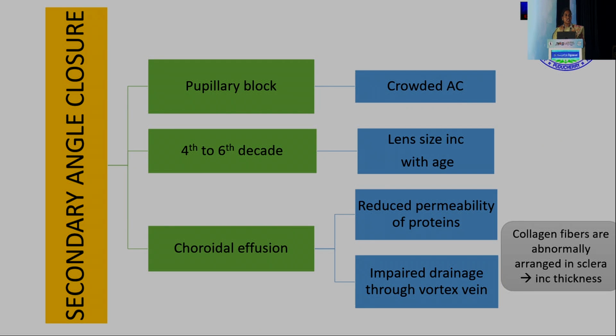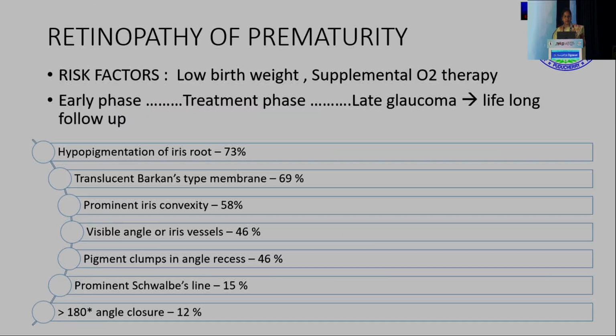Because of the crowded AC, there can be pupillary block. Since there is an increase in the size of the lens with age, around the 4th to 6th decade, they can present with secondary angle closure glaucoma. In the sclera, the collagen fibers are abnormally arranged, resulting in reduced permeability of proteins, and there is impaired drainage through the vortex veins, which results in choroidal effusion and anterior rotation of the ciliary body and secondary angle closure glaucoma.